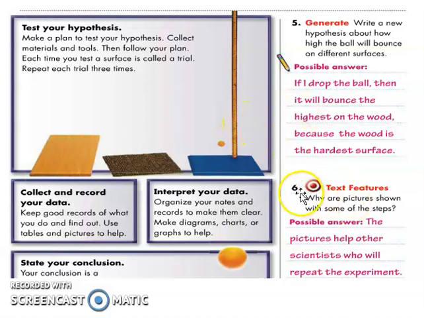Now, in number 6, text feature. Why are pictures shown with some of the steps? Why do we need to put it in an ordered way? The pictures help other scientists who will repeat the experiment. We need to record it. We need to put it in pictures so that if you're going to study, you have something to look back on. You have a reference. Okay?